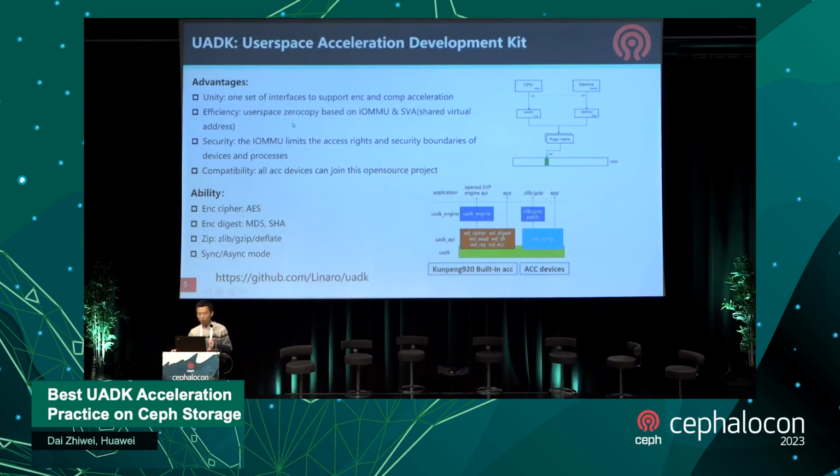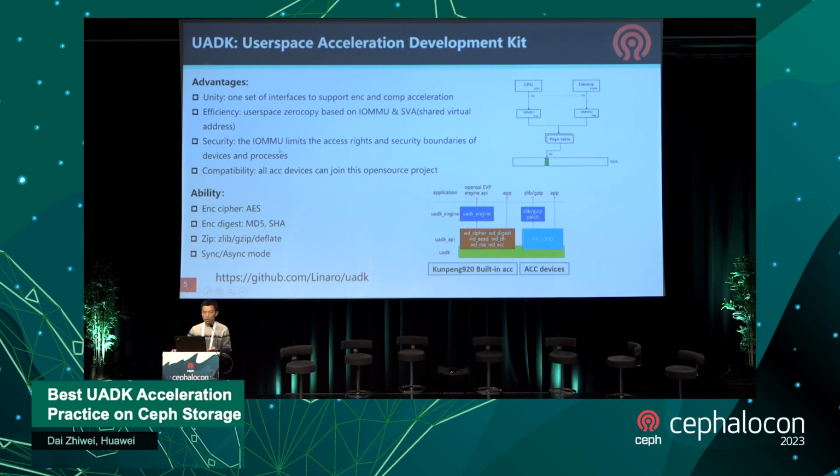Then my solution, UADK, is coming. What is it? UADK is a user space acceleration development kit. It has many advantages. The first one, unity: one set of interfaces to support encryption and compression acceleration based on hardware. Also, efficiency, because UADK is based on IOMMU and shared virtual address technology. There's no need for memory copy between CPU and accelerator devices.